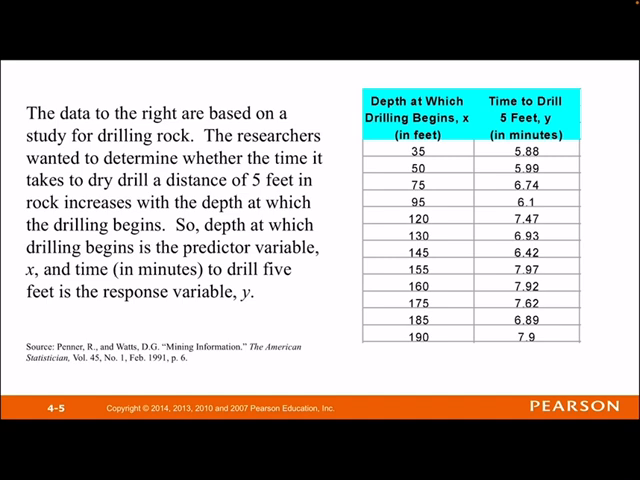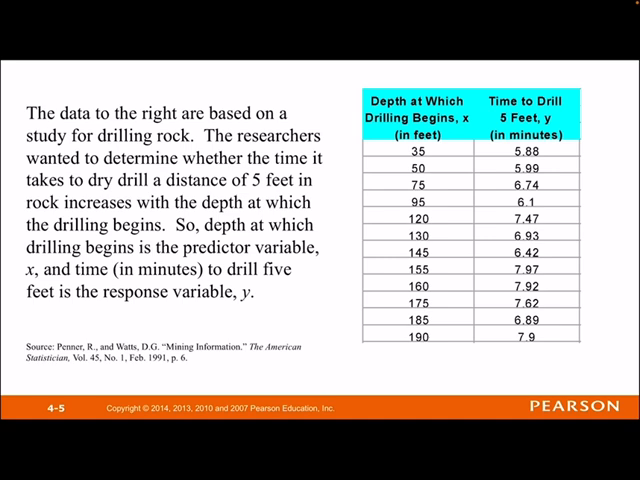So we're going to come back to the same old example that we've been doing. Hopefully it'll start to click when we keep talking about data that's the same, because we've been plugging it into the calculator over and over again. The data at the right are based on the study for drilling rock. The researchers wanted to determine whether the time it takes to dry drill a distance of 5 feet in rock increases with the depth at which the drilling begins.